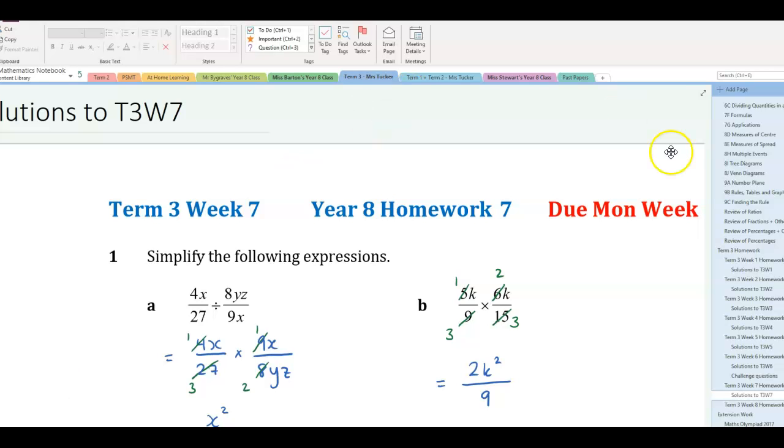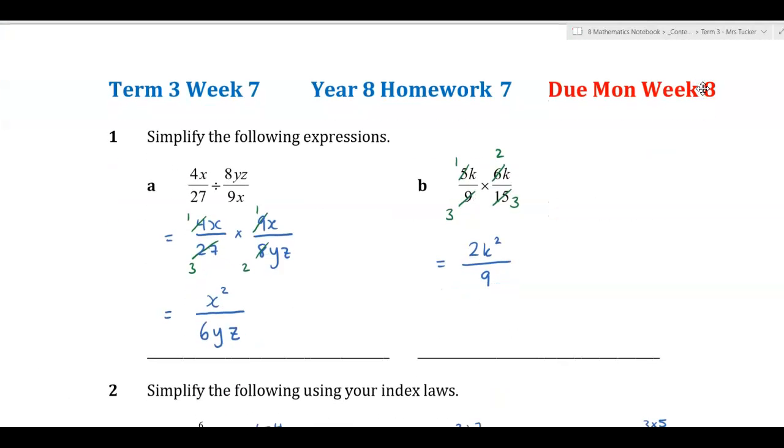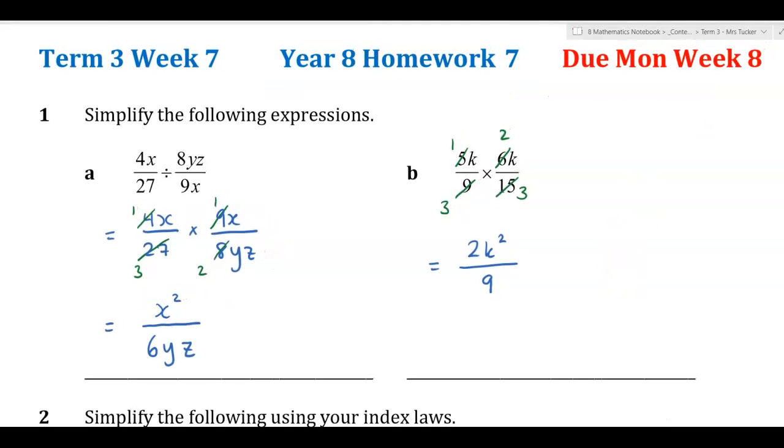Guys, having a look at the final homework for term 3. Question 1. Your answer should be x squared over 6yz. I'm going to give you 1 mark for the top being simplified and 1 mark for the bottom being simplified. If I make any mistakes, let me know.